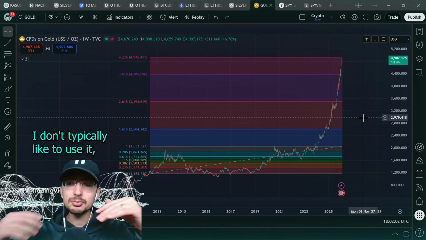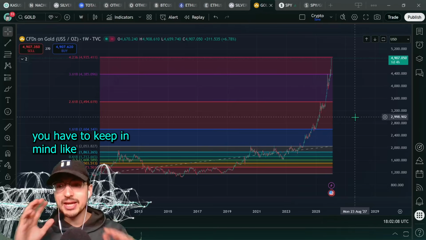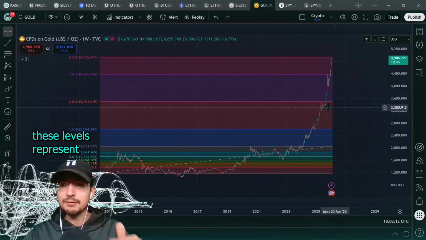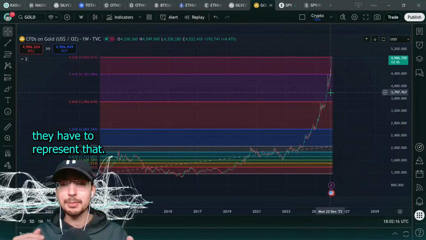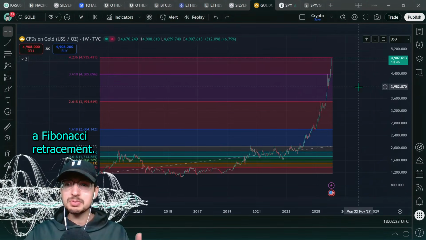Fibonacci retracement, I don't typically like to use it, but it has its interesting use cases, okay? And when you're gonna use it, you have to keep in mind, look at every single level, okay? These levels represent either support or resistance zones, and they have to represent that. Otherwise, it's just not working right. Not everything is going to fit a Fibonacci retracement, but here we go.